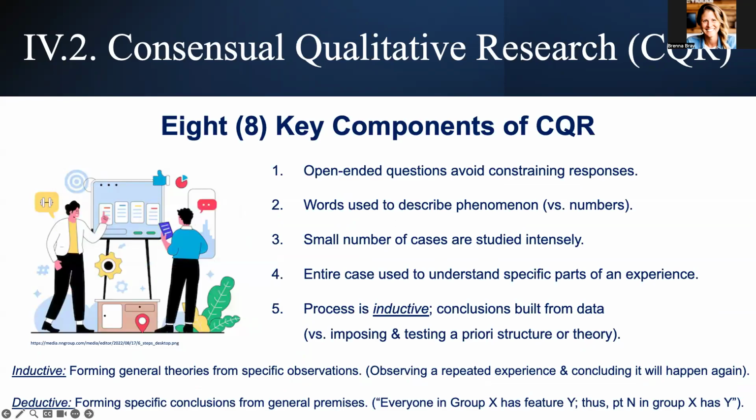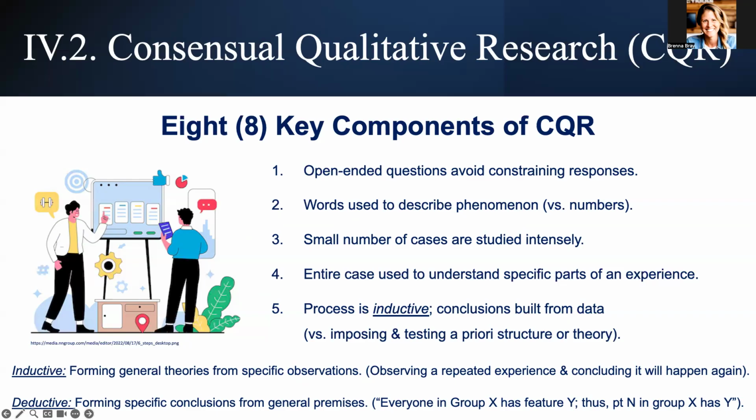There are 8 key components of consensual qualitative research, and these are: one, it uses open-ended questions to avoid constraining responses, and this is fairly central to all qualitative research, as we've already identified. Words are used to describe phenomenon as opposed to numbers, so again, fairly central to all qualitative research. A small number of cases are studied intensely, again, central to qualitative research. Entire cases are used to understand specific parts of an experience, and the process is inductive.